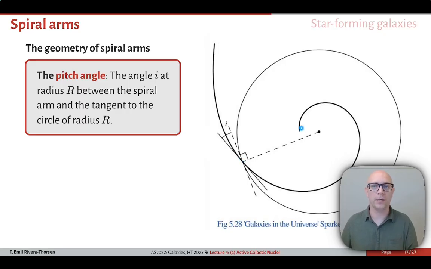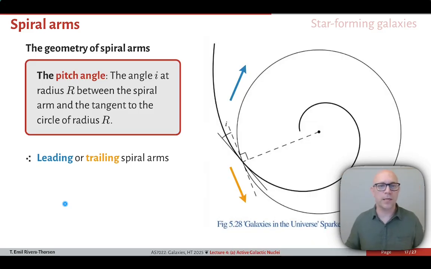So what does it mean? It means that if we have a spiral arm here, and at a given radius, for example here, we also draw a circle of the same radius, then the angle between the tangent to the circle and the tangent to the spiral arm is the pitch angle I. Of course, if you have a large pitch angle I, that means you have very loosely wound spiral arms. If you have a very small pitch angle I, that means you have very tightly wound spiral arms.